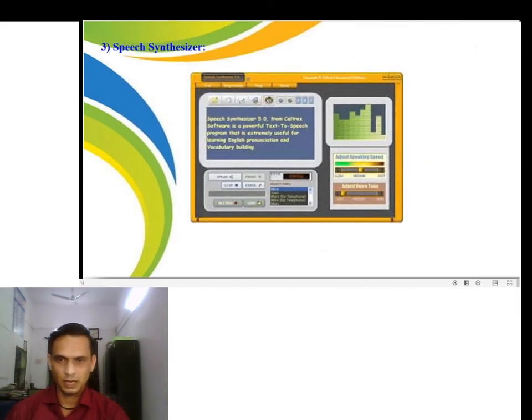Speech synthesizer. Speech synthesizers are used to convert text to speech and speech to text, where learning pronunciations and vocabulary building can be done, or the user can say something to the computer system and it can convert or synthesize the audio. That is the speech synthesizer.